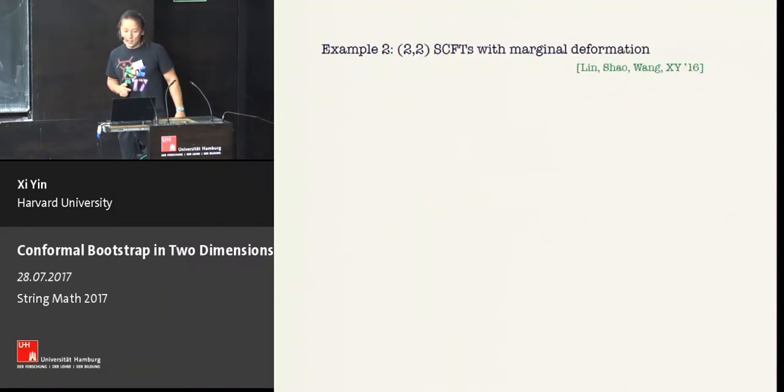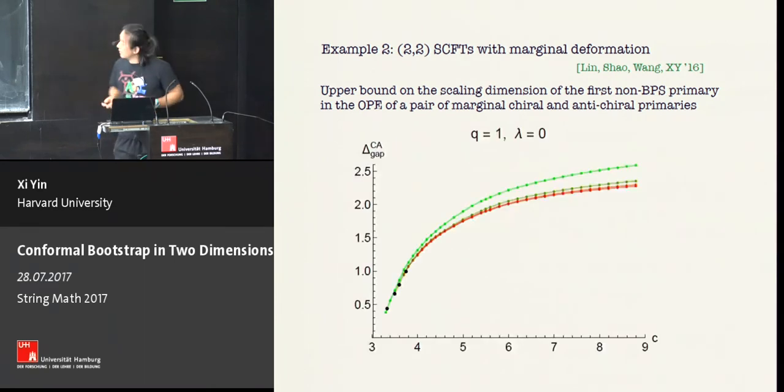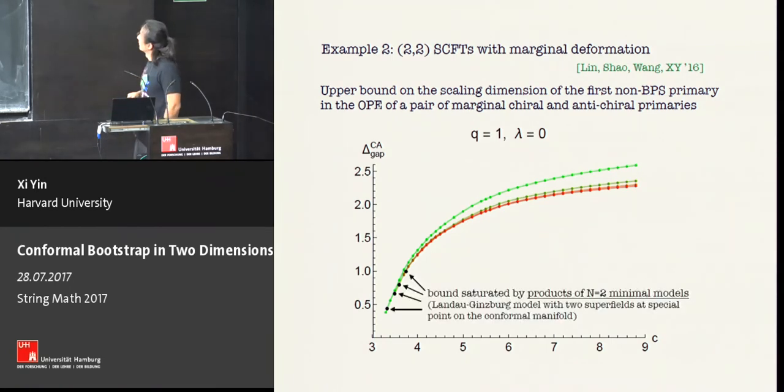Another example is that we can use it to explore possible (2,2) superconformal field theories with marginal deformation. What we do is that we take a pair of marginal chiral and anti-chiral primaries that deform along the conformal manifold. We study their OPE. And here's an example. So for various U(1) charges, you can try to bound the gap of a non-BPS operator in the OPE of a pair of chiral and anti-chiral primaries, and you get some bounds. It turns out that for some special values of the charge, again, these are saturated by some known theories, which are Landau-Ginzburg models. By the way, I should say that in this case, I'm not assuming spectral flow symmetry.